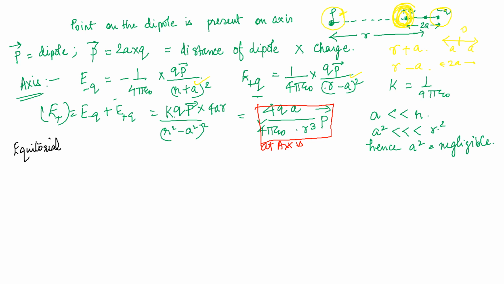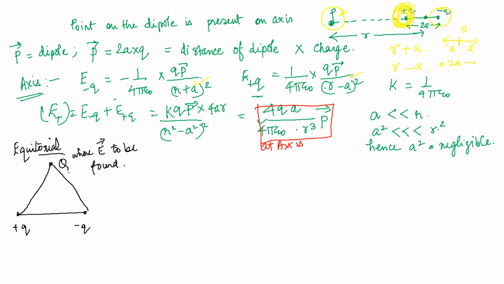Equatorial, how does that happen? This is our charge plus Q. This is our another charge minus Q, and here is our point Q where we have to find the electric field, where E is to be found. Okay, so this is our R, this is our 2A, this is our center. Okay.